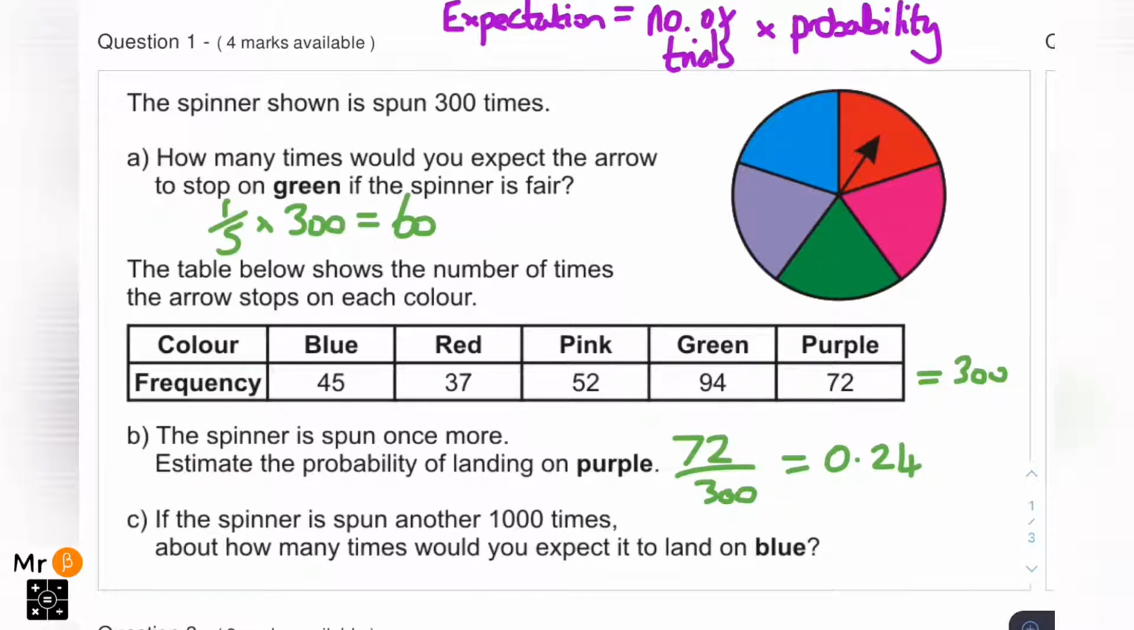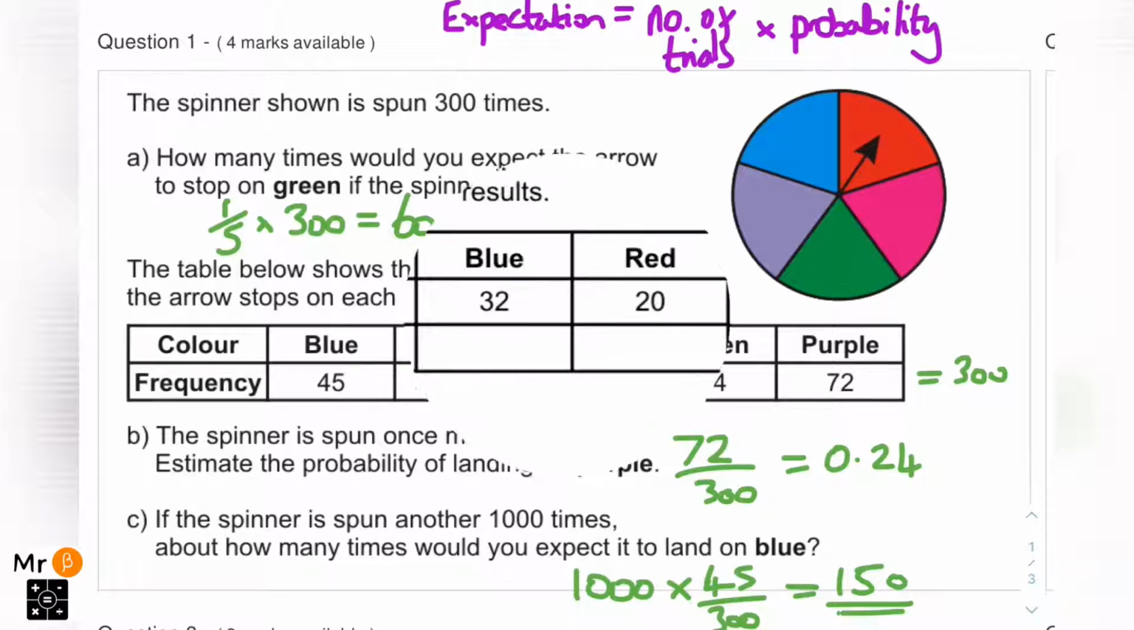Part C tells you that we have spun it 1,000 times. So the number of trials is 1,000, and we need to times it by the probability of landing on blue. Well, you can see that there are 45 blues out of the 300 trials. So if we multiply that together, we would get our answer of 150.